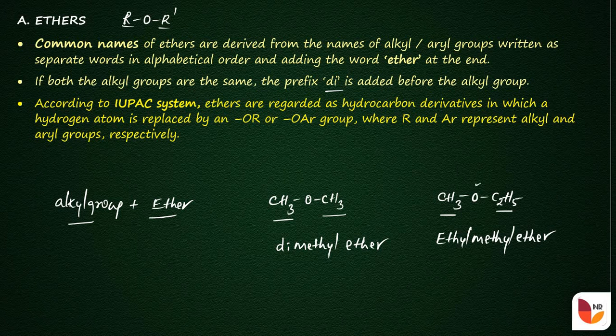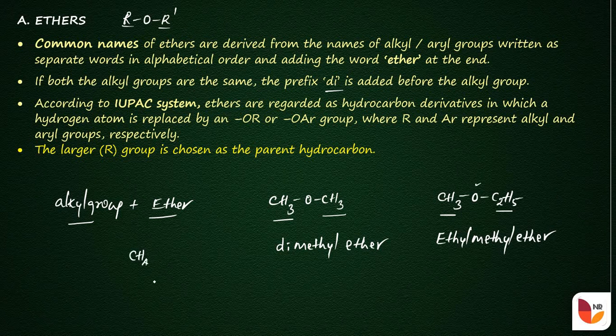And according to IUPAC system, the ethers are regarded as hydrocarbon derivatives in which a hydrogen atom is replaced by the alkoxy or aryloxy group. For example, let us take this molecule, the first molecule to be named according to IUPAC system, that is the corresponding hydrocarbon of this molecule is CH4, methane.